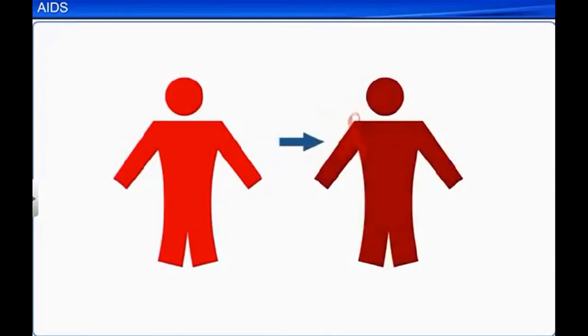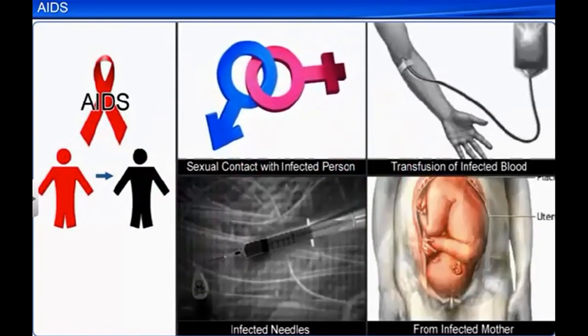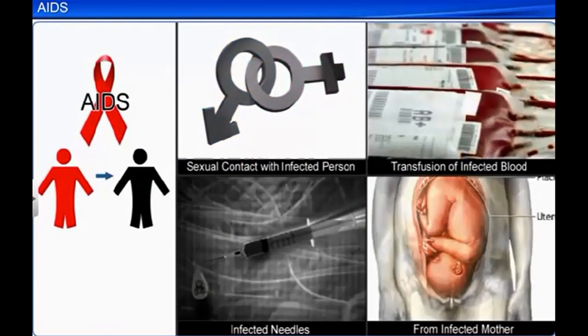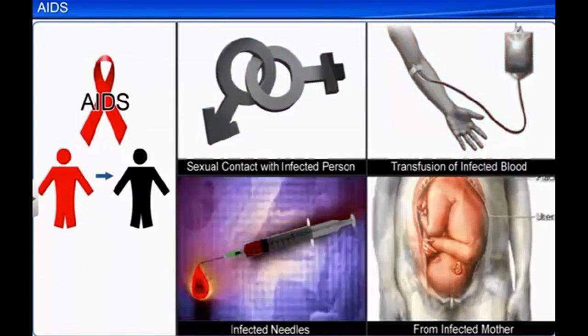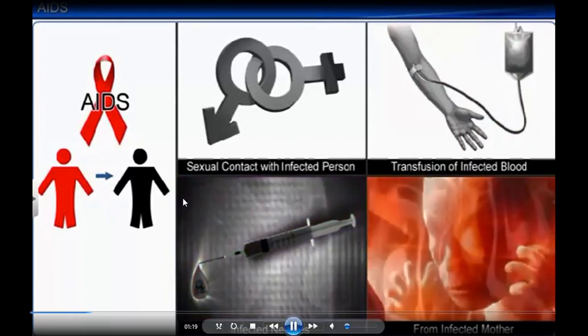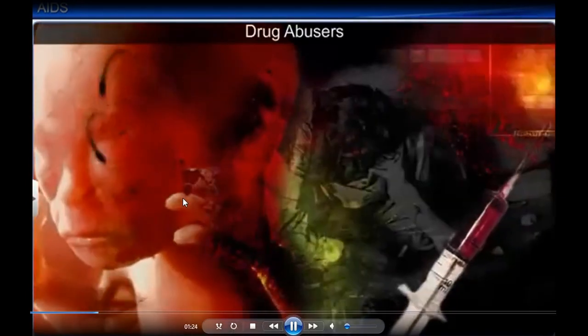Transmission of the HIV virus is by the following ways: sexual contact with an infected person, transfusion of infected blood, using infected needles, and from an infected mother to a child through her placenta. Apart from a child born to an infected mother, drug abusers are at more risk as they share needles very often to take drugs intravenously.